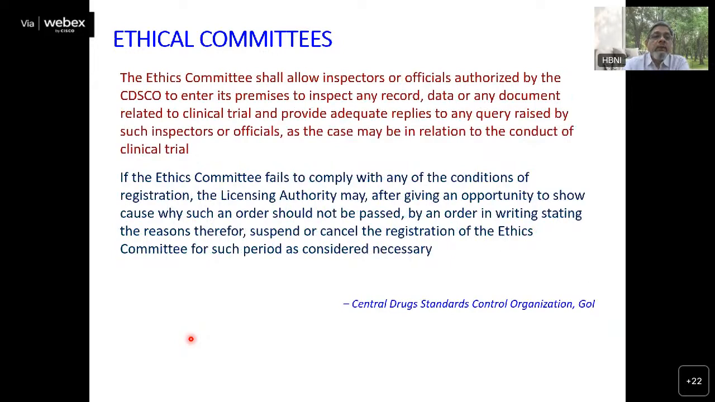Okay. So this ethics committee must allow inspectors who are authorized by the government to enter its premises, inspect all the records related to the clinical trials, and give proper replies to all the queries raised by these inspectors. If the ethics committee fails to comply with any of these conditions, then the licensing authority may withdraw the license or the permission accorded to the institution to conduct the particular medical trial. It is called the Central Drug Standards Control Organization, Government of India.